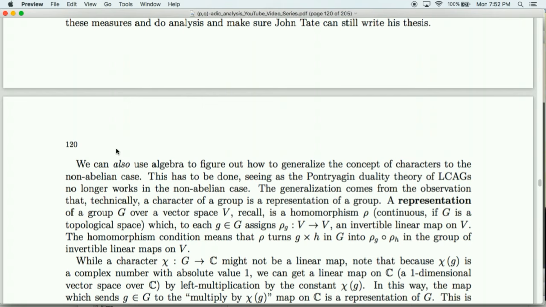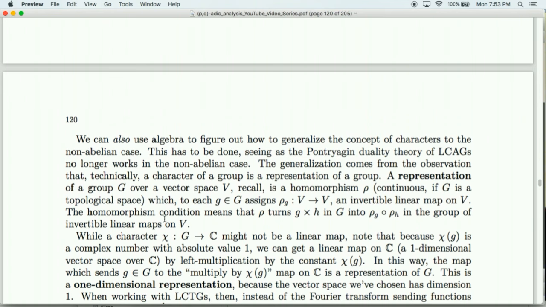So the generalization comes from the observation that technically a character of a group is a representation of that group. Recall, a representation of a group G over a vector space V is a homomorphism, which is continuous if G is a topological space, that to every g in our group gives us an invertible linear map rho g on V. The homomorphism condition means that if you have a product gh in G, here we're writing G multiplicatively because we're assuming it's not necessarily abelian, rho is going to send gh into rho g applied to rho h. In particular, this homomorphism sends multiplication in G to multiplication in the group of invertible linear maps on V. Also note that if V has a topology, these linear maps need to be continuous.